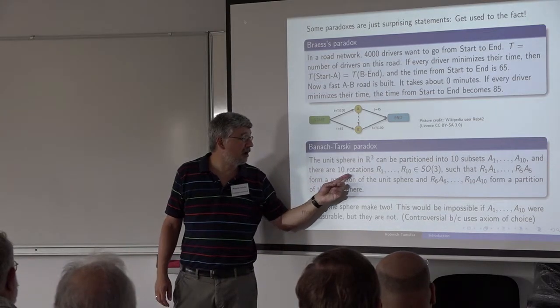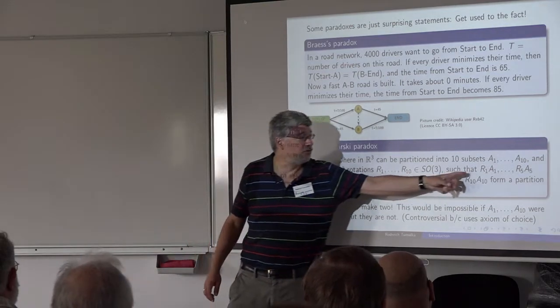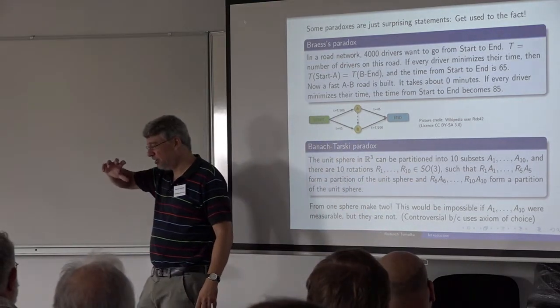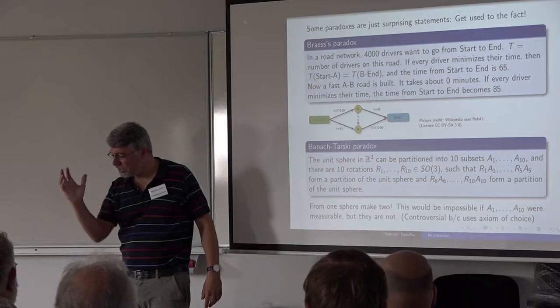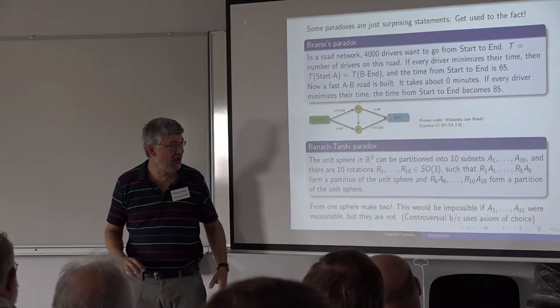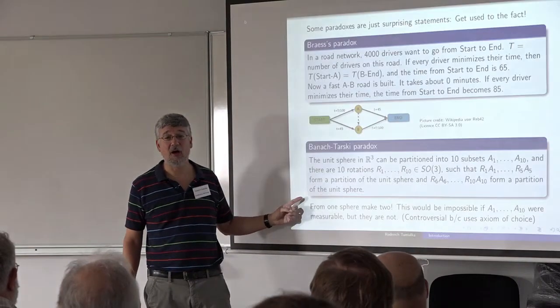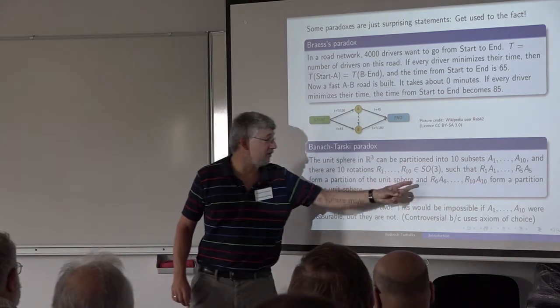And now there are certain 10 rotations such that these rotated sets... So you can take the set A1, rotate it in a way you want, A2 in a different way, and then you put them together again, such that the first five will, by themselves, form a partition of the unit sphere, and the other five will also form a partition of the unit sphere.